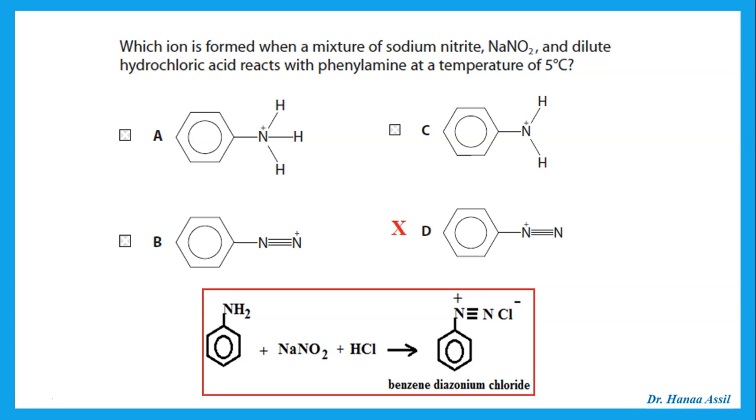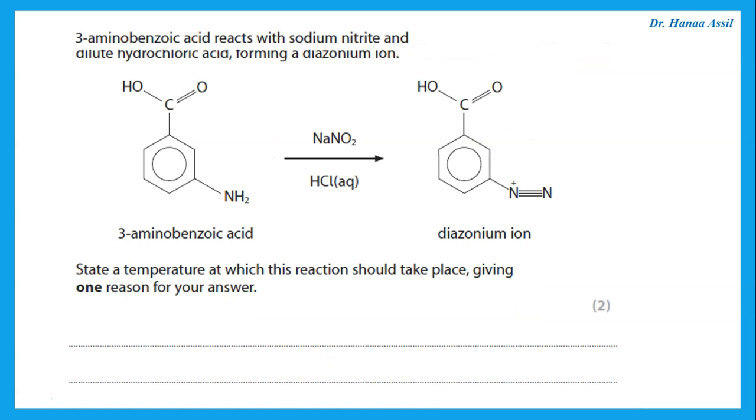So that is our diazonium salt. The question says 3-aminobenzoic acid reacts with sodium nitrite and dilute hydrochloric acid, forming a diazonium ion. Again, this is when I have an amine, I put sodium nitrite and HCl and it forms a diazonium ion. And the question says state a temperature at which this reaction should take place, give one reason for your answer.